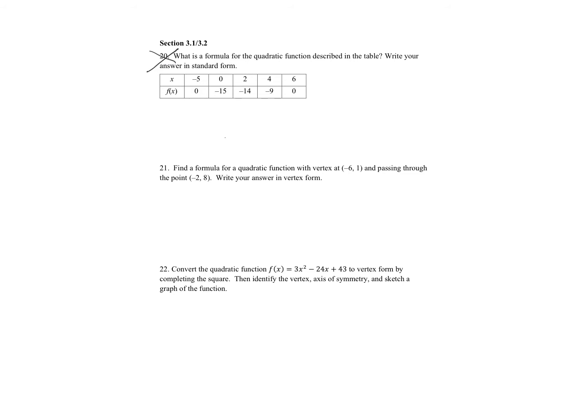So we're going to start with question number 21 here. Find a formula for a quadratic function with vertex at -6, 1 and passing through the point -2, 8. Write your answer in vertex form. So first thing we need to make note of is vertex form, very important. Vertex form looks like f of x equals a times (x minus h) squared plus k, and this is for your vertex being a point h comma k.